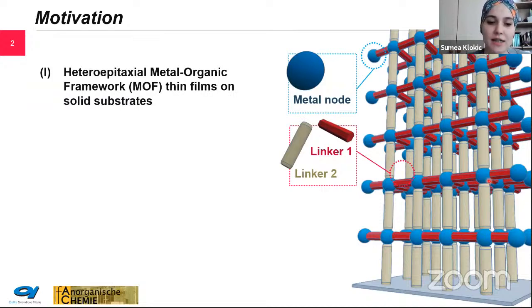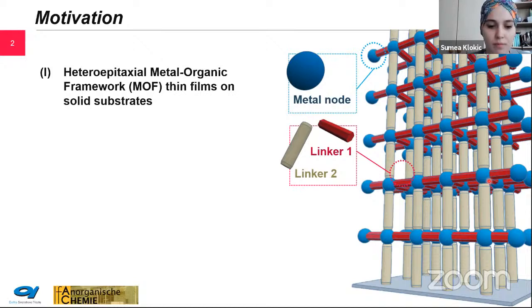Here on the right side, you can see a schematic representation of this class of materials, which basically consists of metal nodes that are connected by linker molecules. Depending on the type of linker molecules that you use, you end up with two-dimensional MOFs, or, as depicted here, with three-dimensional pillared metal organic frameworks. Yet I'm interested in thin films, especially in heteroepitaxially grown MOF structures on solid substrates.